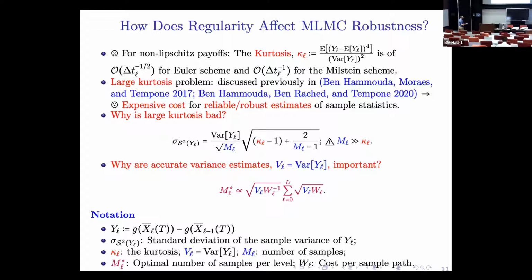And in that case, you have two issues. If you have fewer samples than what is required, then you will not trust your estimates. And if you use more than enough samples, then this leads to a computationally expensive estimator. And we require the sample variance estimates because the optimal number of samples in the multi-level setting involves those estimates.